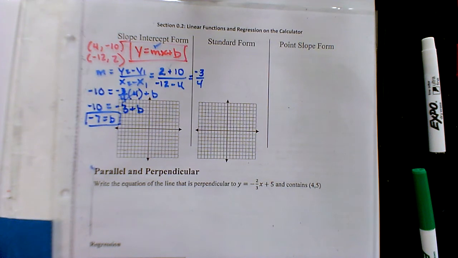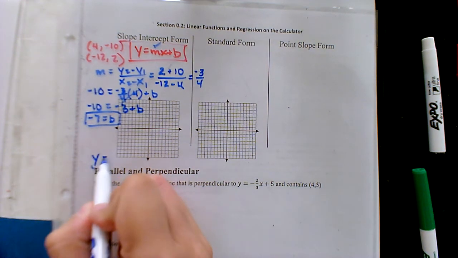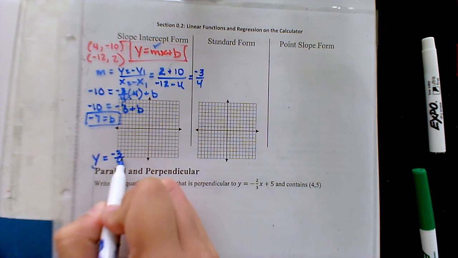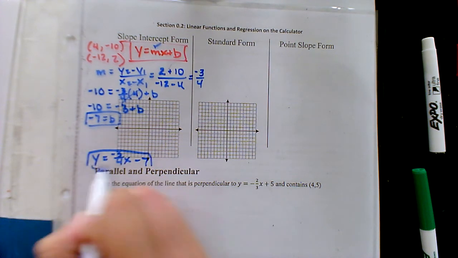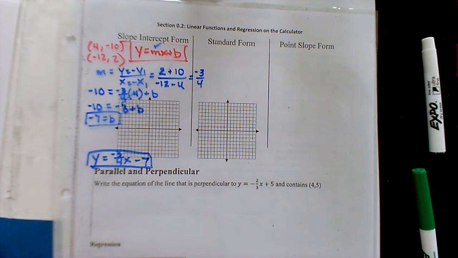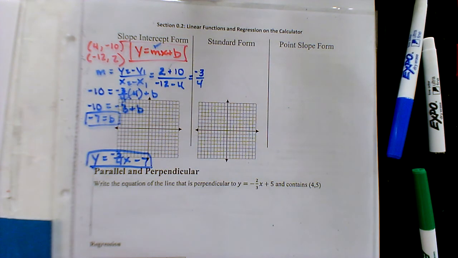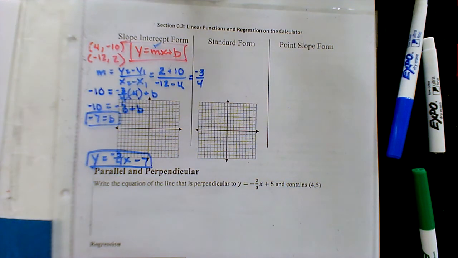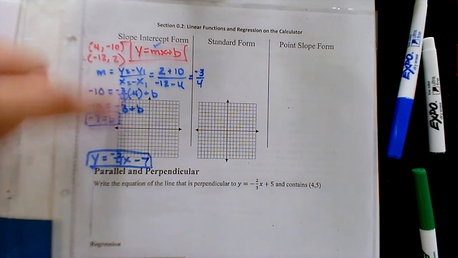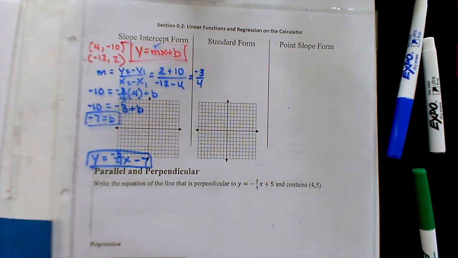So let's go ahead and put all that together. Y equals negative 3/4 x minus 7. How can we graph that line now that we have an equation for it? You could have tried to graph the original 2 points and draw a line through them, but I don't think our graph was big enough to fit those 2 points.